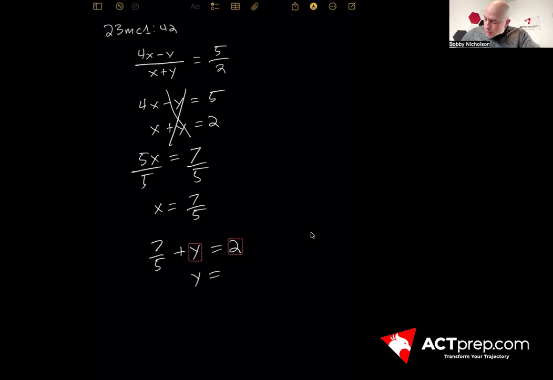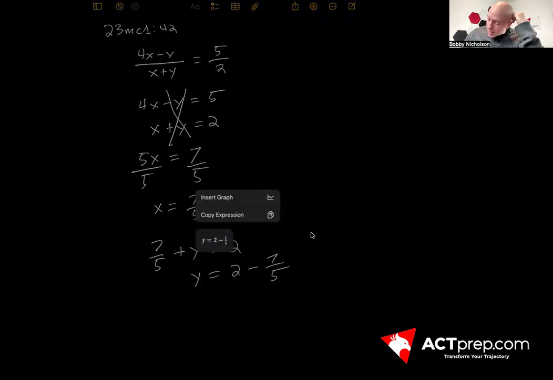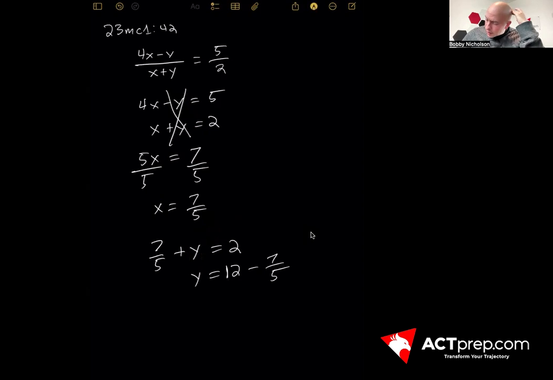So we're just going to subtract 7 over 5 from both sides. I'm going to multiply this by 5 so that we have a common denominator. And when we subtract 10 over 5 minus 7 over 5, we get 3 over 5. So y is equal to 3 over 5.